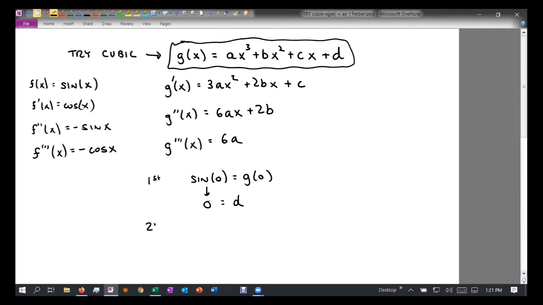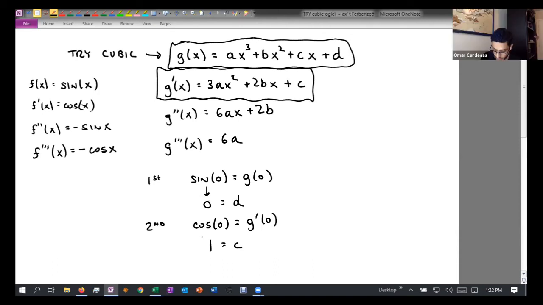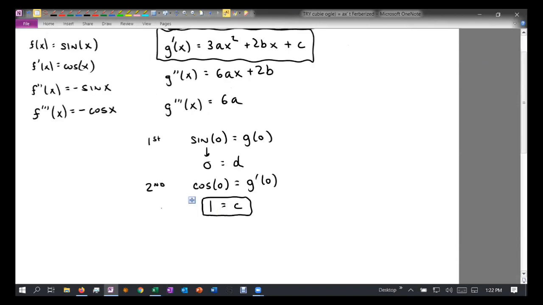All right, now let's go to the second step. We're going to need the derivatives to be equal, right? At 0. So we want cosine of 0 to be equal to the derivative of g at 0. Cosine of 0 is 1. The derivative of g at 0 is what? So you're now looking at the derivative here, plugging 0 in. Just c, right? So we now know c is 1.